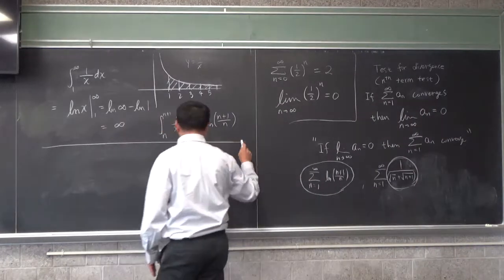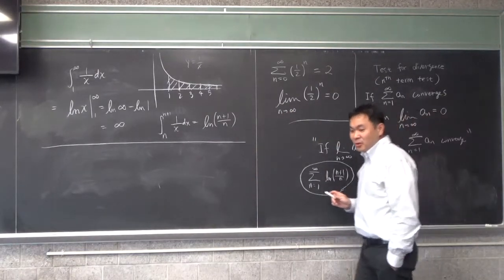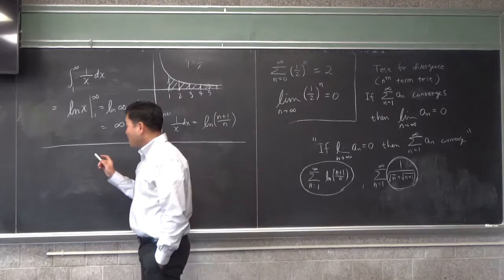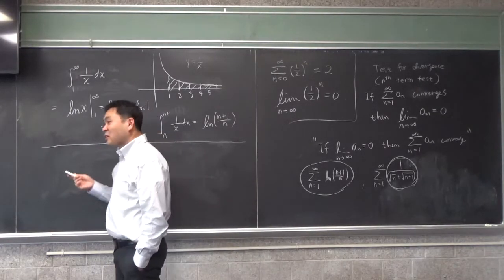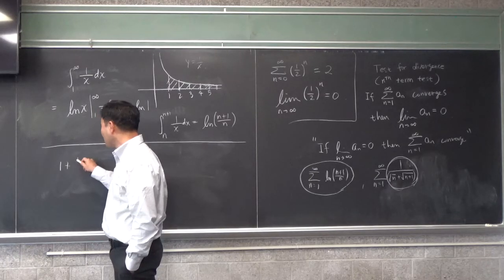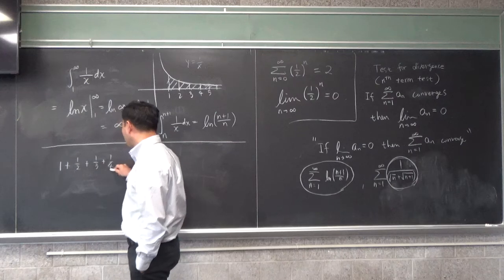Okay. Now, the simplest case where you have a series that's crawling to infinity is the following one. 1 plus 1/2 plus 1/3 plus 1/4.